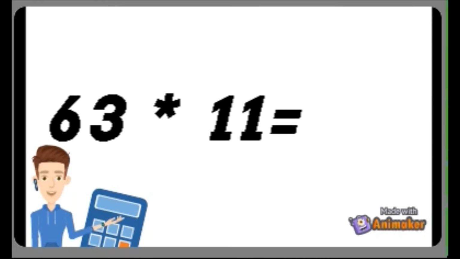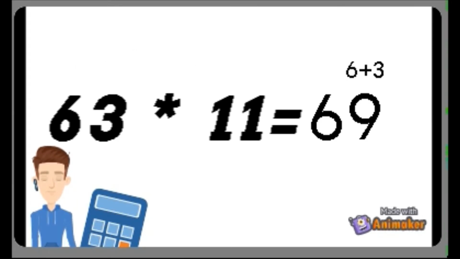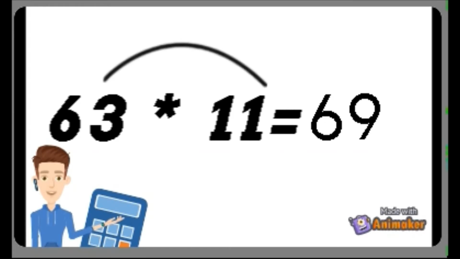In this step, first we will multiply 6 with 1. Then we will add 6 with 3, which is 9. And then we will multiply 3 with 1. So, the answer will be 693.